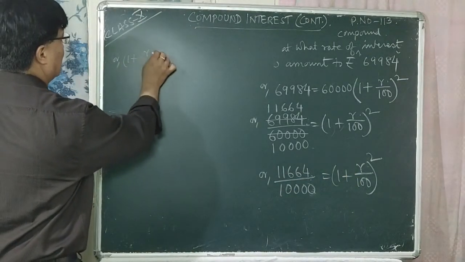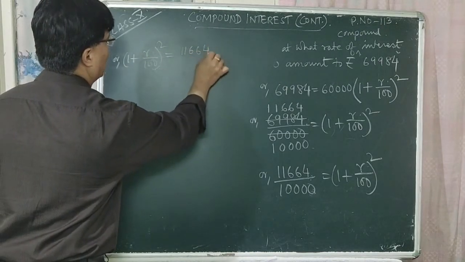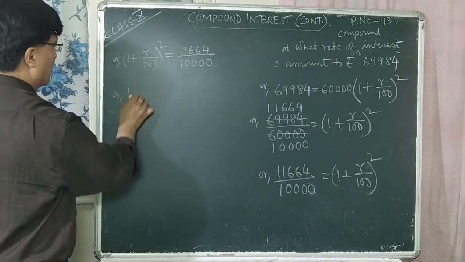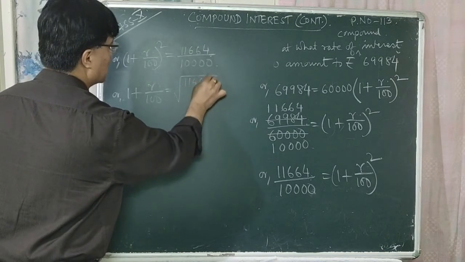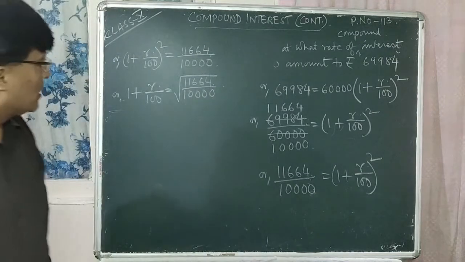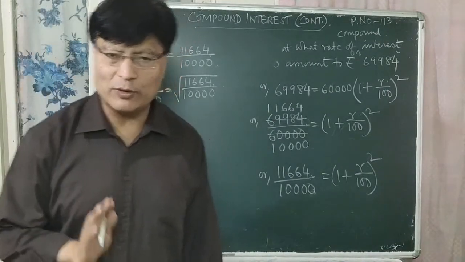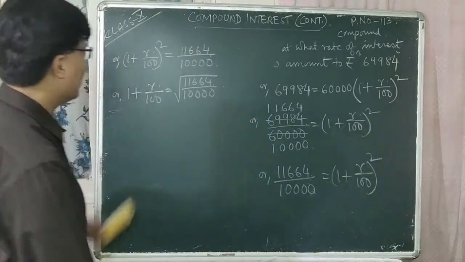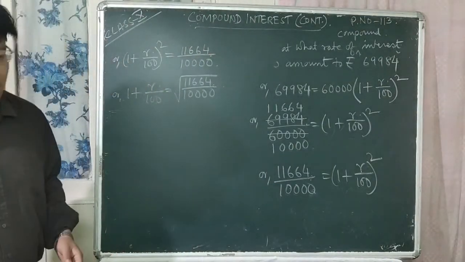So without changing the sign, 1 plus R upon 100 whole square is equal to 11664 divided by 1 and 4 zeros. Or 1 plus R upon 100 is equal to square root of 11664 divided by 1 and 4 zeros. So let us find out the square root of 11,664. I think you know how to find out the square root, isn't it? You have done it in class 7 or 8, I think. So let's find out the square root of 11664. Okay? So let's do it in the rough work.